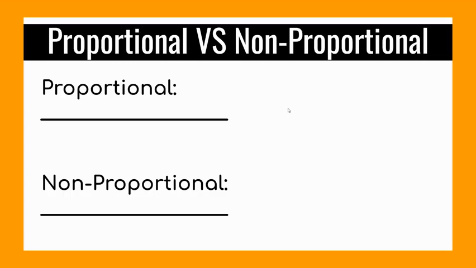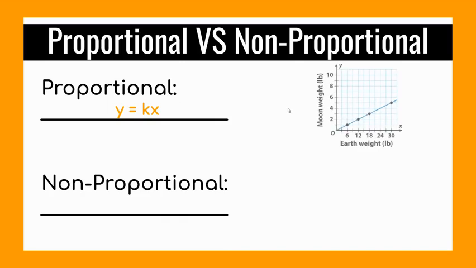Okay, quick review of proportional and non-proportional. So this is under the multiple representation section of your notes. You're filling in the table. There's graphs in a second. So proportional, the equation is always y equals kx. I'm not adding anything, just multiplying something by x.